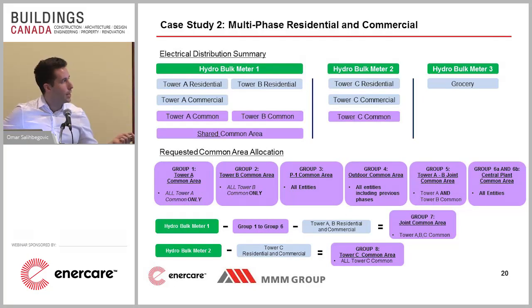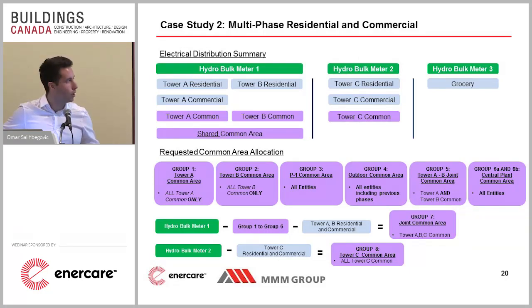Finally, the last group was Tower C's common area. That's a fairly simple calculation. You're subtracting that hydro bulk meter number 2 and you're taking away all the residential and commercial within that tower. You get their common area. So voila, here are 8 common area groups.